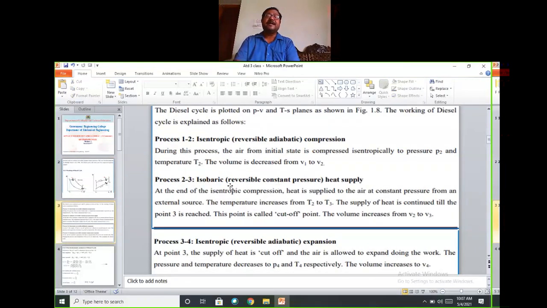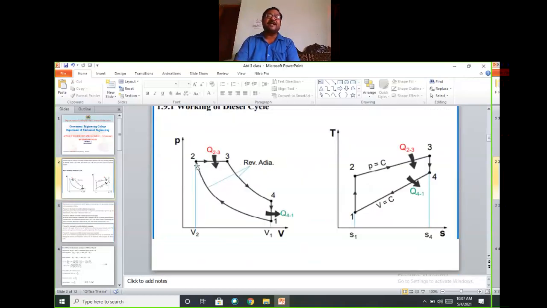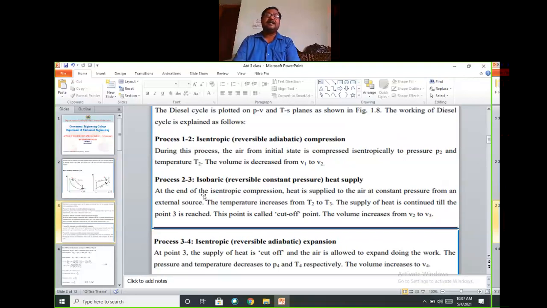Okay, 2 to 3. Isobaric or reversible constant pressure heat supply. Reversible means it can be reversed, from 3 to 4, 3 to 2, 2 to 3. It means it is a closed cycle. That's why it is called reversible. A totally reversible cycle is used here, so it is called a reversible process. And then 2 to 3, isobaric or reversible constant pressure heat supply.